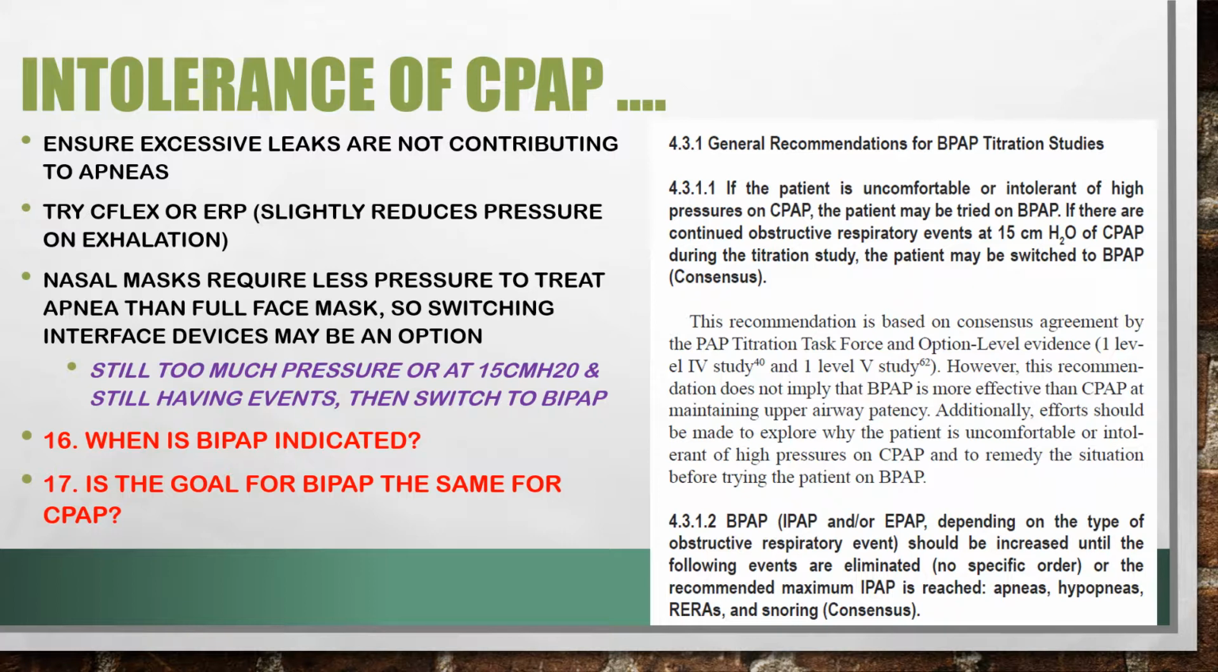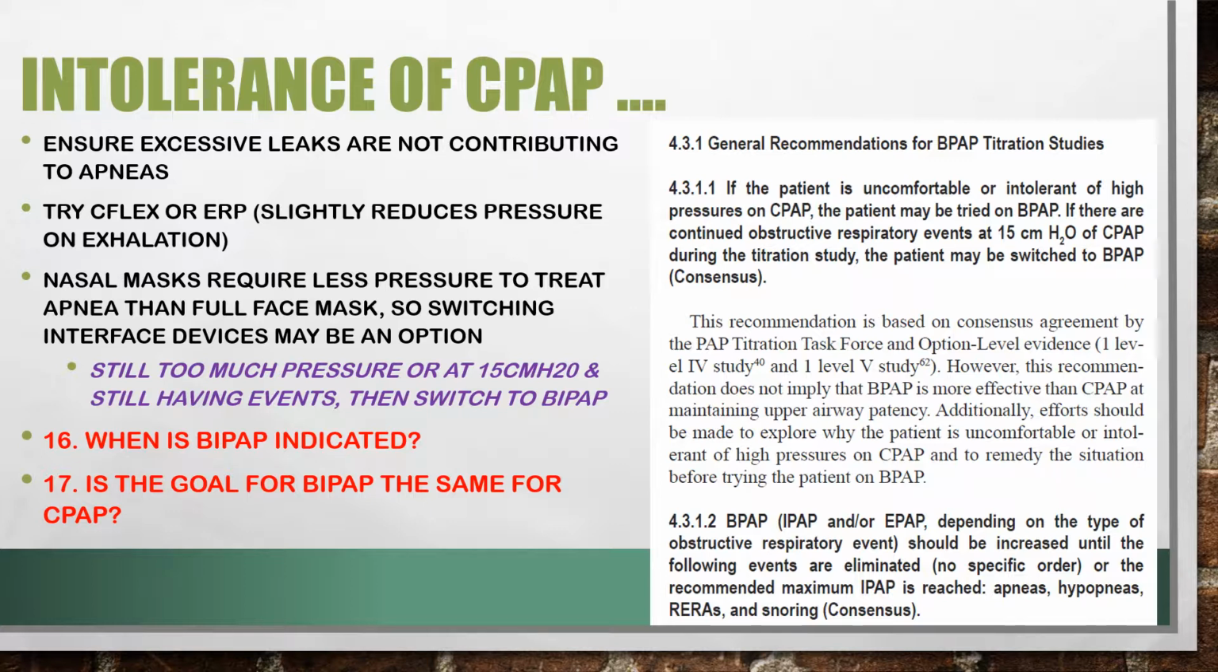However, if your patient is still not tolerating their CPAP pressure, or if you have titrated them up to 15 centimeters of water pressure and you're still seeing respiratory events, those are your two indications when you can go ahead and switch to BiPAP. Okay, and I've given you the general recommendation rules for you there off to the right.